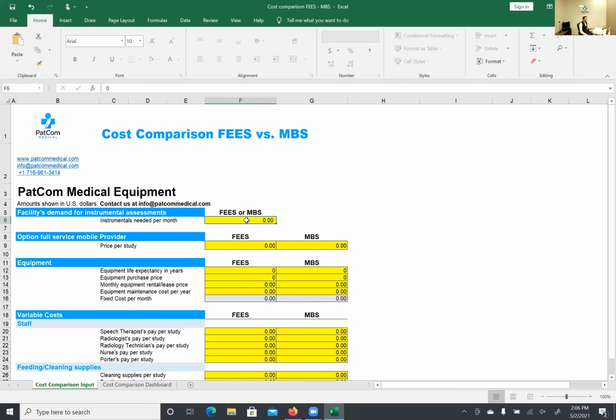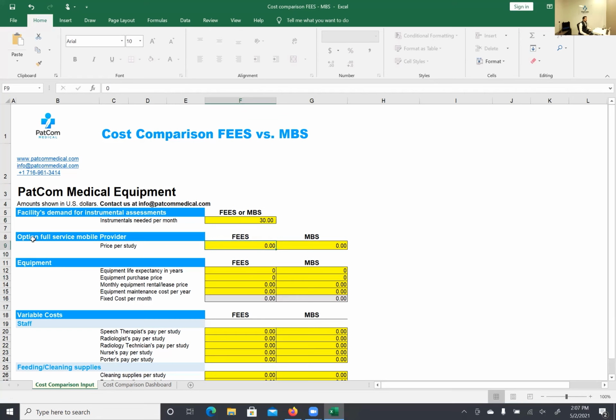All right, so the first one here is the demand for instrumental assessments, right? How many instrumentals are needed per month? Again, we are talking about the ones that could be done either as an MBS or as a FEES, or where FEES is preferred, not so much the ones where it has to be an MBS. So, let's say we would have something like 30 studies per month that we have the demand for. We'll put in a 30 right here, then go to the next field.